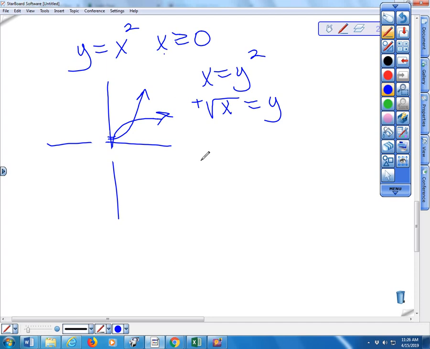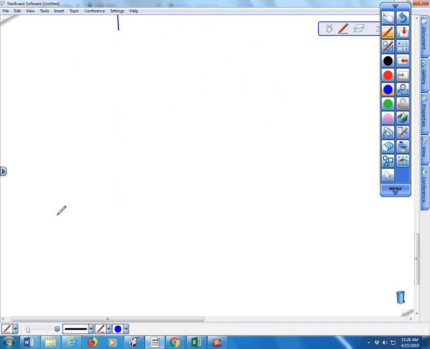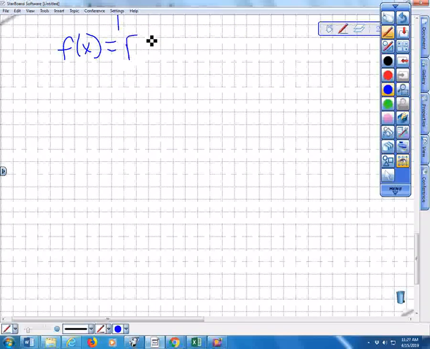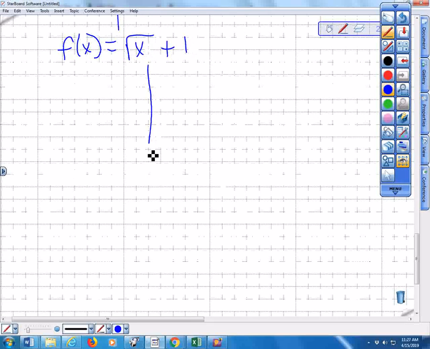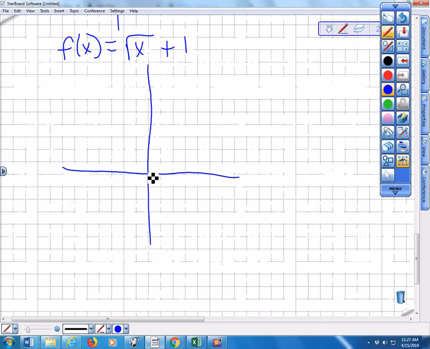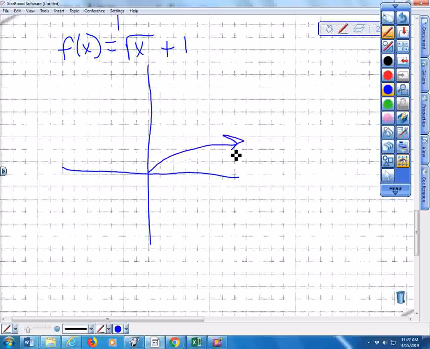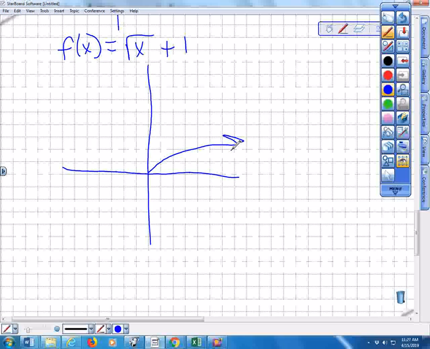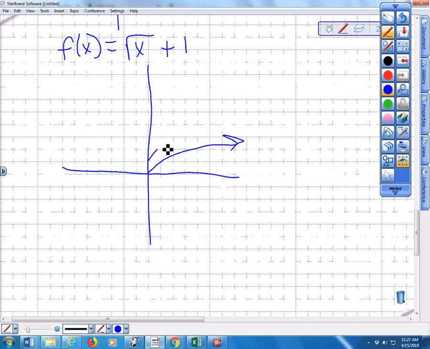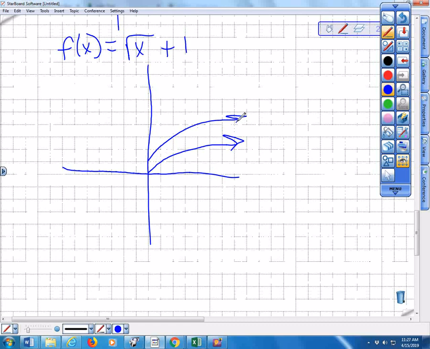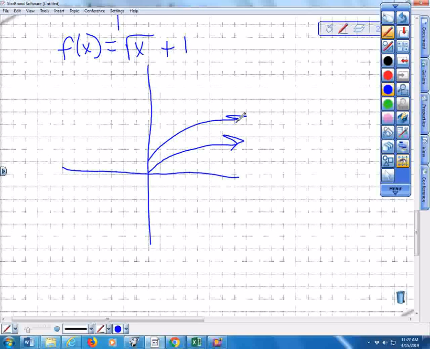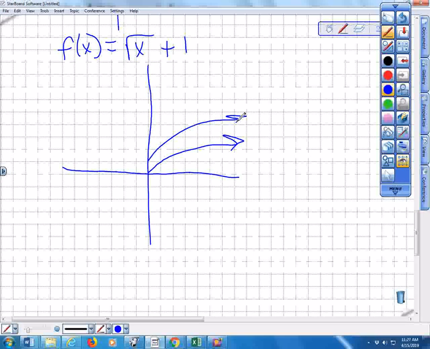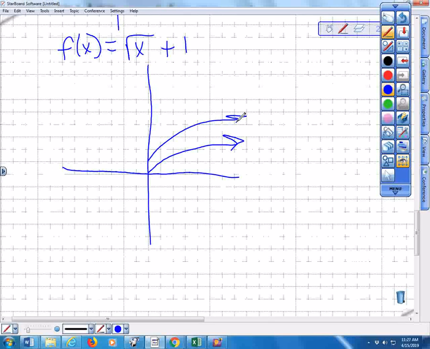All right, graphing. Well, this just takes the square root of x and does what? Shifts it up 1. So my new graph, something like that. I would get it more precise if I were taking a test, but all you do is you take the square root of x graph and shift it up 1. Okay. Next one.